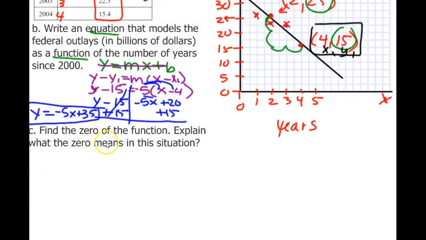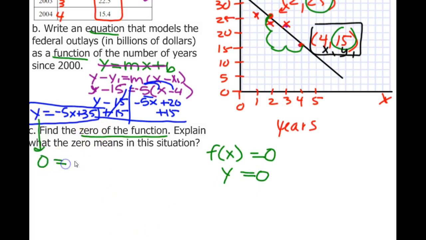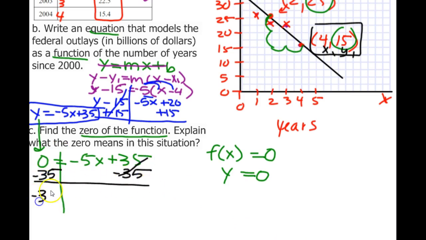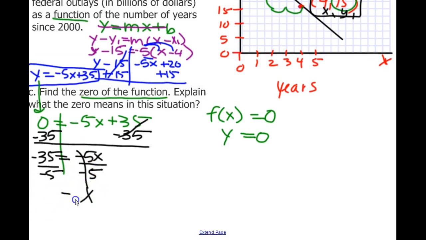And then our last question: find the 0 of the function. 0 of a function means when f of x equals 0, or when y equals 0. So let's plug in when y is 0 and solve it. First subtract 35. We get negative 35 equal to negative 5x. And then divide by negative 5. I know I'm going a little bit quick, so feel free to stop the video if you need. Two negatives make a positive, and 35 divided by 5 is 7.